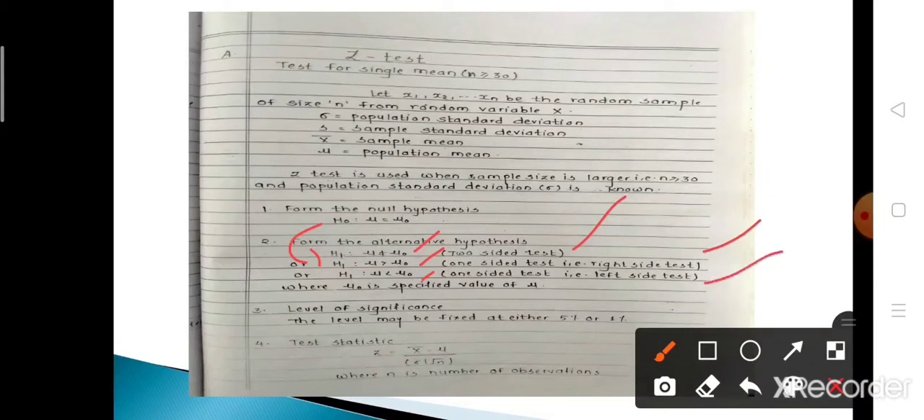Now the next step is the test statistic. So what is the formula of the test statistic in a Z-test? The formula is Z is equal to x bar minus mu divided by sigma upon root n, where n is the number of observations, x bar is the sample mean, mu is the population mean, and sigma is the population standard deviation. Now the next step is to find out the table value. So for the table value, there are three cases.